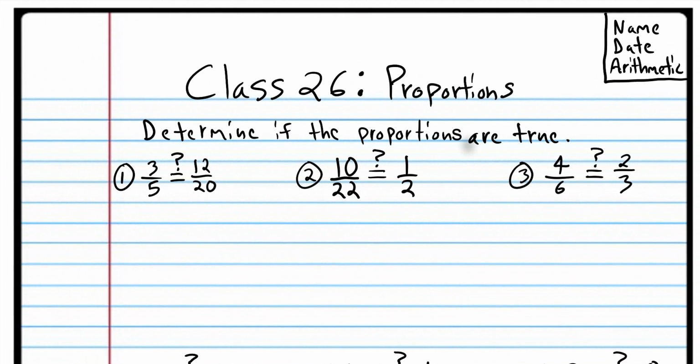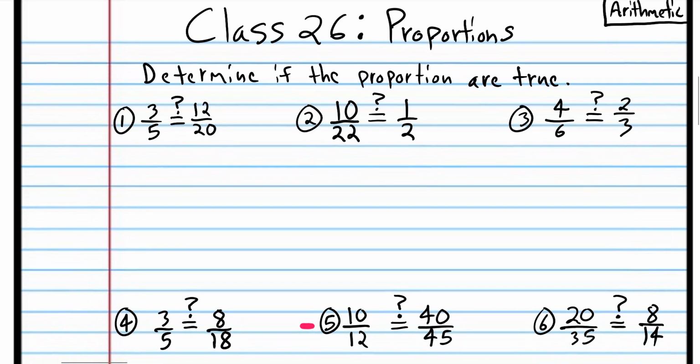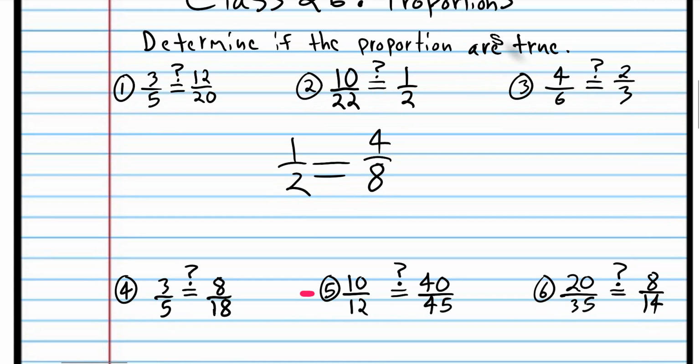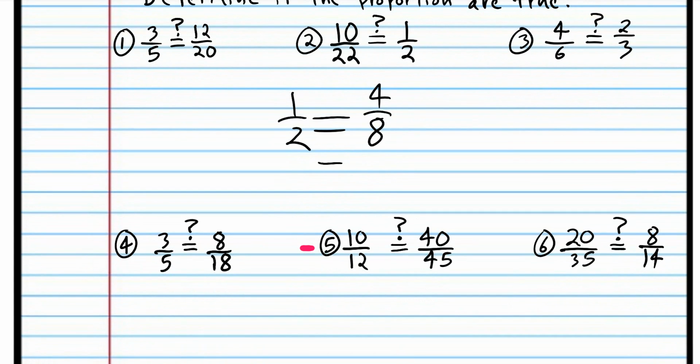First, let's talk about what a proportion is. A proportion is an equation that says that two fractions are equal. If you reduce 4/8 to 1/2, you can see that the equation is true. Therefore, the proportion is true. Of course, you can also change 1/2 to 4/8, and that will demonstrate that the equation is true also.